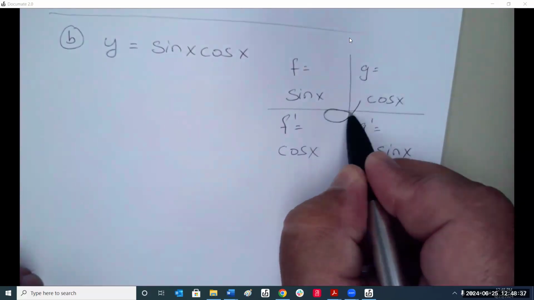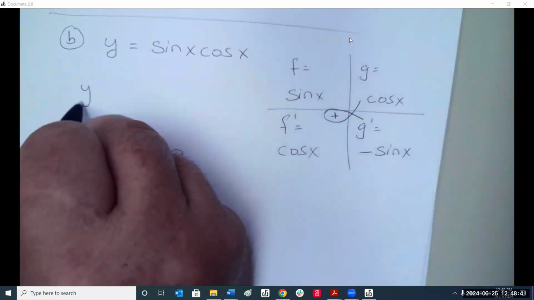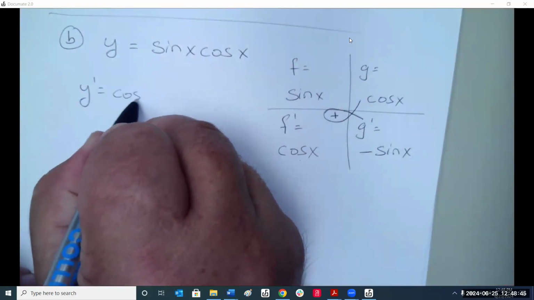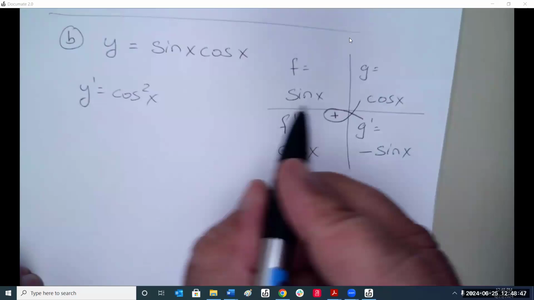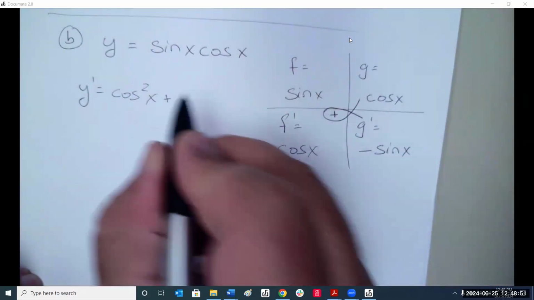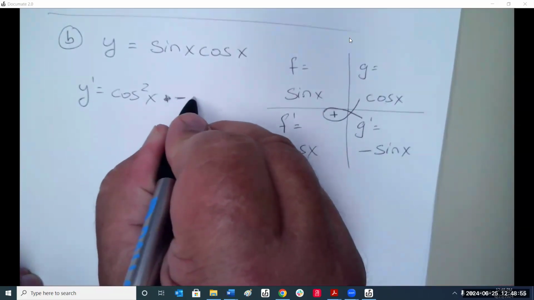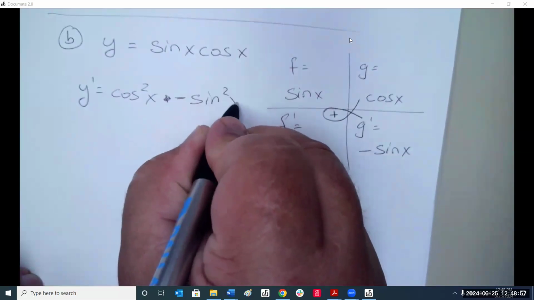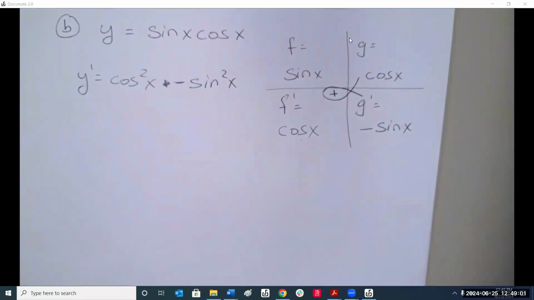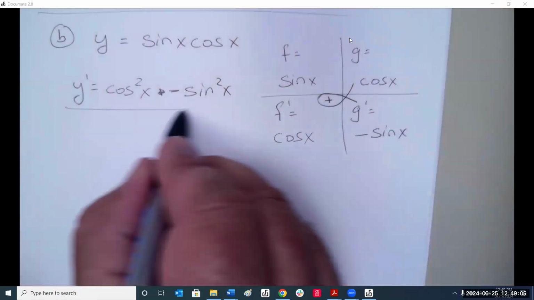So we have to use the fishy. Since we're doing product, it's a plus. Cosine times cosine is cosine squared x. Since it's a plus, sine times negative sine is negative sine squared x. And that's your answer.